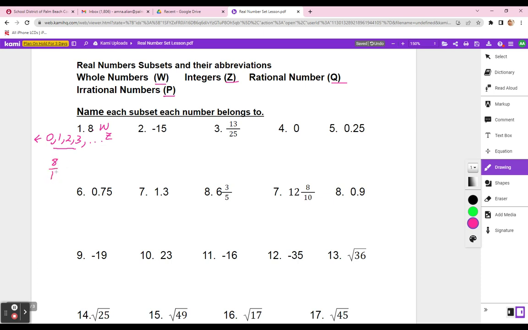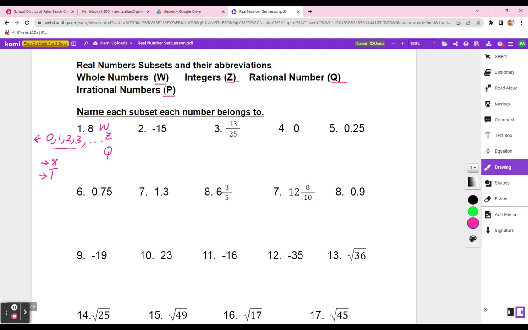It doesn't change its value. It's still 8, but it does meet the definition of a rational number because you have a fraction where a is an integer and b is an integer. So it's also rational. All right, let's go to number 2, negative 15.